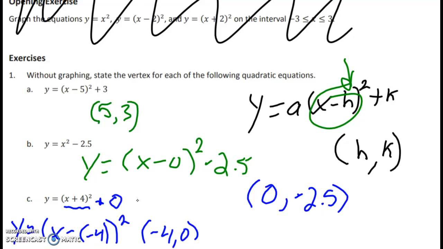So that h value is counterintuitive. A lot of people tend to think that it's the opposite of what's in parentheses. So I have negative 5 there. The opposite of that is 5. That's my x value. I have positive 4 here. The opposite of that is negative 4. So that's my x value. The y value is always going to be this k value outside. Whatever sign it is, that's the sign of that.